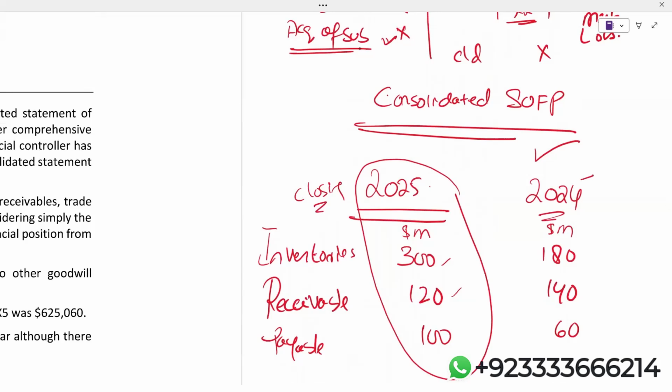And they are 2024 opening balances. Logically, when we are acquiring a subsidiary, then the impact is included in the closing balances. If I'm selling the subsidiary during the year, then the impact is included in the opening balances. Okay, now listen.